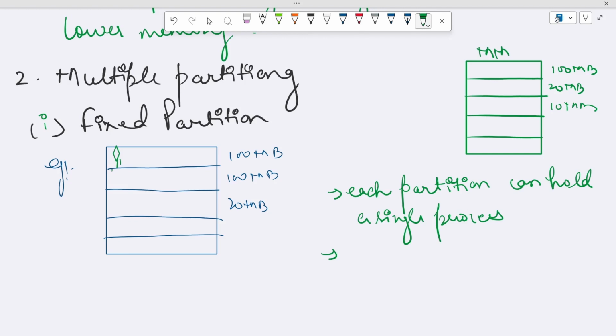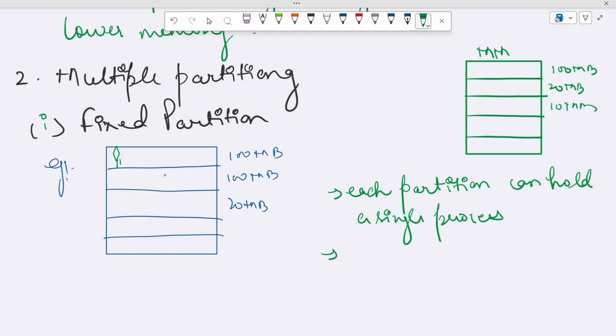Now, the number of partitions determines the degree of multiprogramming. If there are 10 partitions, then 10 is the degree of multiprogramming. Means 10 processes can reside in main memory, and 10 processes can be executed. So the number of blocks is equal to the degree of multiprogramming.